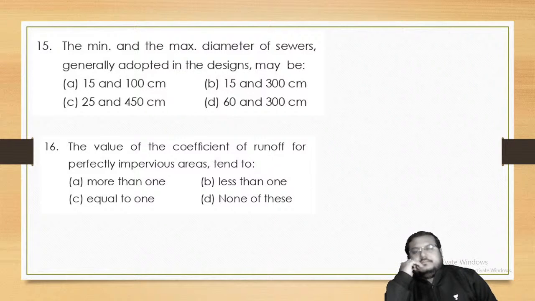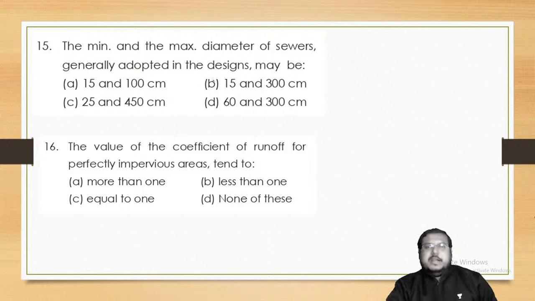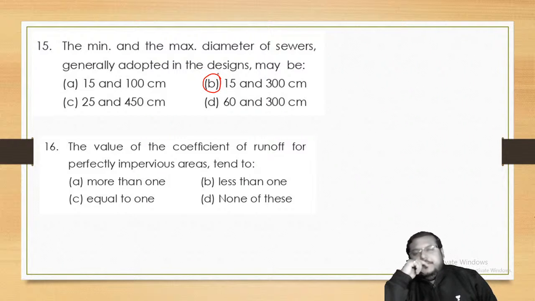15. The minimum and maximum diameter of sewers generally adopted in the design may be between 15 and 300 centimeters. Between 15 and 300 centimeters.